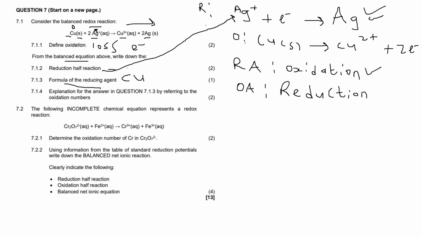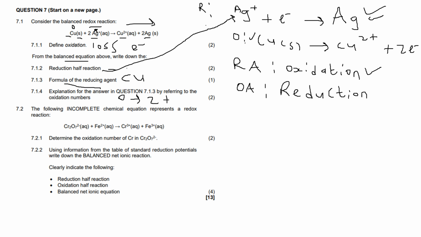Now, explain your answer in 7.1.3 by using oxidation numbers. It's the same thing I just mentioned. We know that Cu is undergoing oxidation, so Cu goes from 0 to 2+, based on the oxidation half reaction. So Cu will go from 0, forming 2+. That will be your answer for that one.